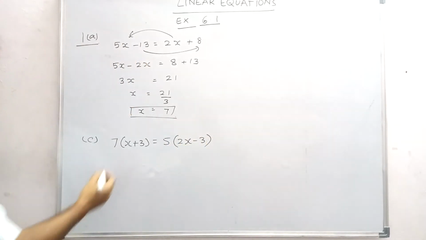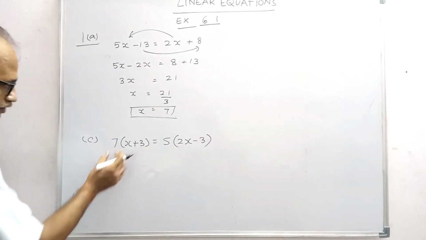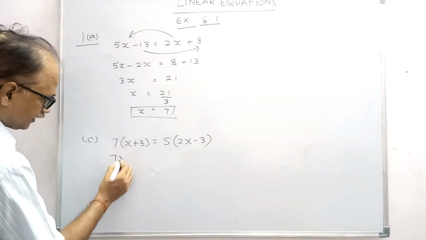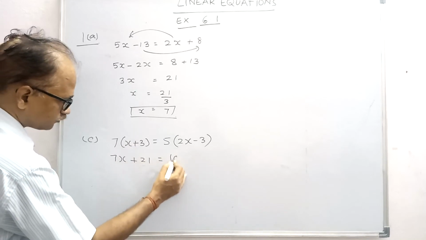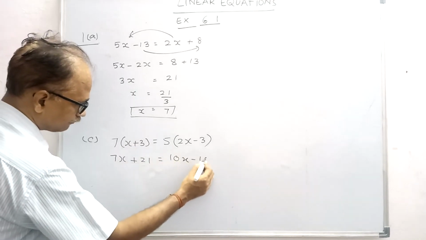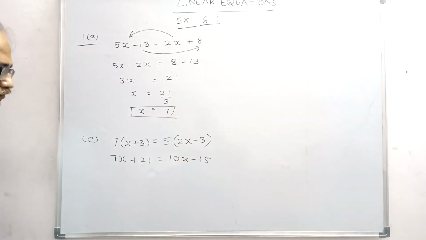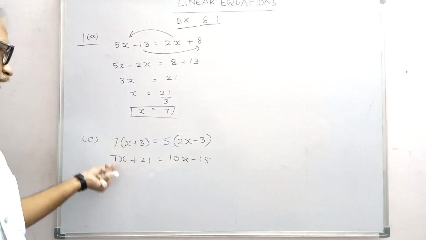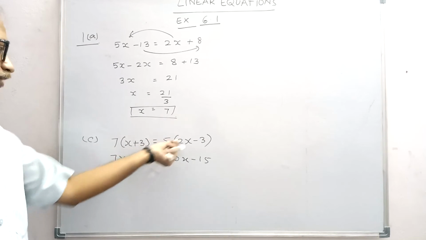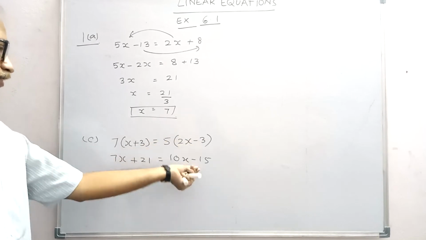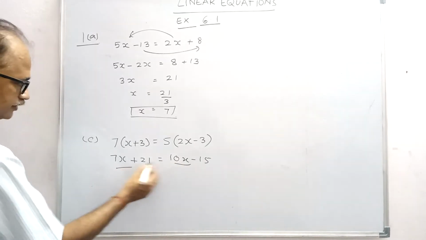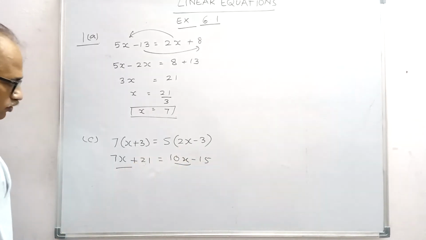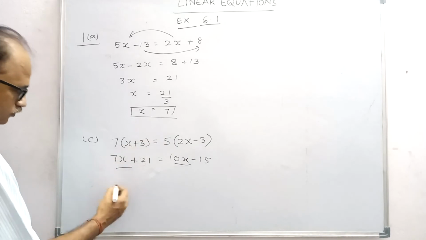So here you see, you have to open these brackets. 7 multiplied by x is 7x, plus 7 into 3 is 21. On the other side you see 5 times 2 is 10x and 5 times 3 is 15, and the sign will be negative. These are two variable terms, and these are two constant terms. Constants to be brought on the right hand side, variables on the left hand side.